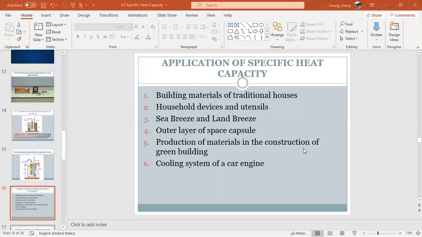If you have a higher specific heat capacity, it will absorb more heat before its temperature can increase, which means it will heat up slower. So what we have learned about specific heat capacity, we will apply in our daily life.